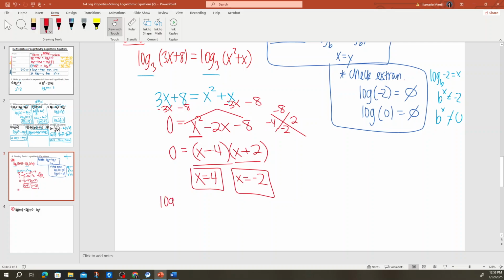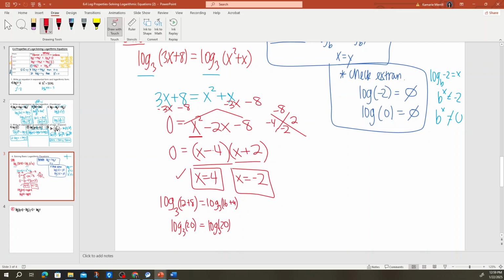Plug in a 4 first. Log base 3, and when I plug in a 4, that's going to give me 3 times 4, which is 12. 12 plus 8 will result in me having a log base 3 of 20. That's not extraneous. And as long as my right side has a 20, it's fine, right? So I'm going to try the right side now. 4 squared is 16, and then 16 plus 4. Does that result in a log base 3 of 20? So these work, it checks out, and it's fine.